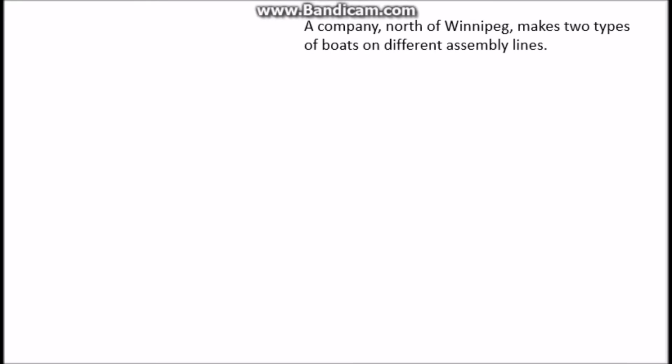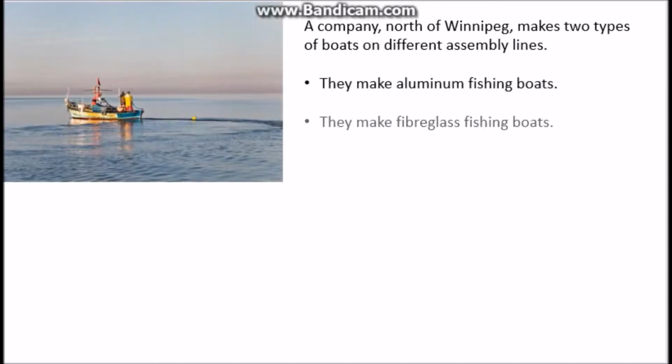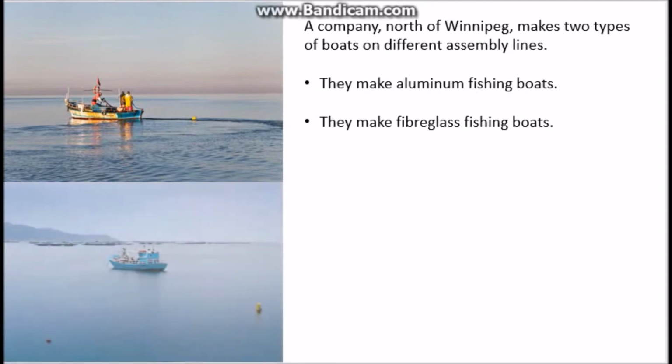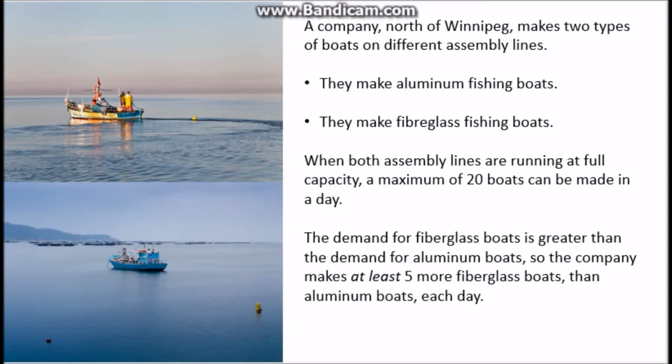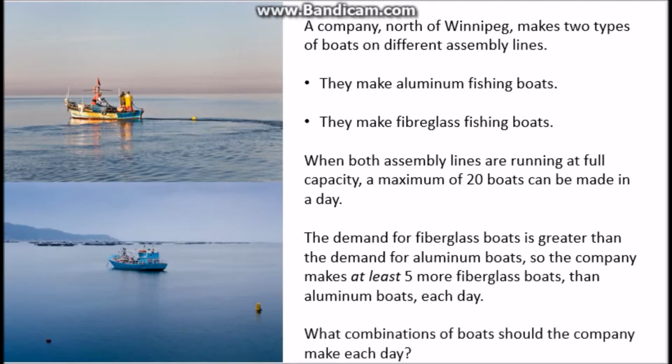So the boat problem goes like this. A company north of Winnipeg makes two types of boats on different assembly lines. They make aluminum fishing boats, and they make fiberglass fishing boats. When both assembly lines are running at full capacity, a maximum of 20 boats can be made in a single day. The demand for fiberglass boats is greater than the demand for aluminum boats, so the company makes at least 5 more fiberglass boats than aluminum boats each day. My question is, what combination of boats should the company make each day?